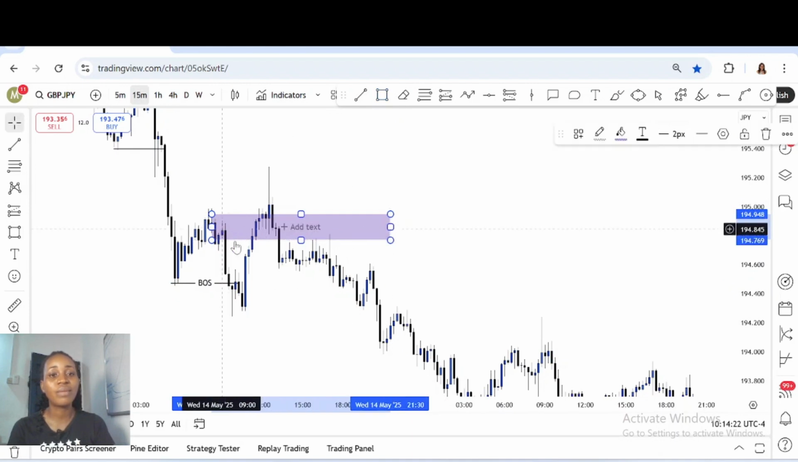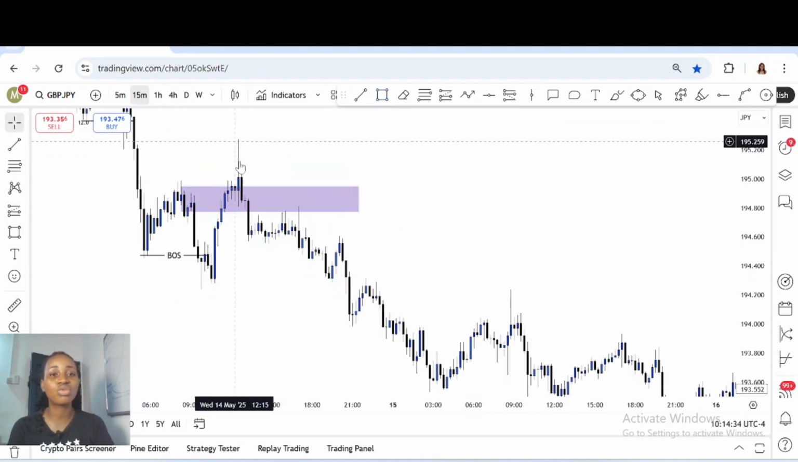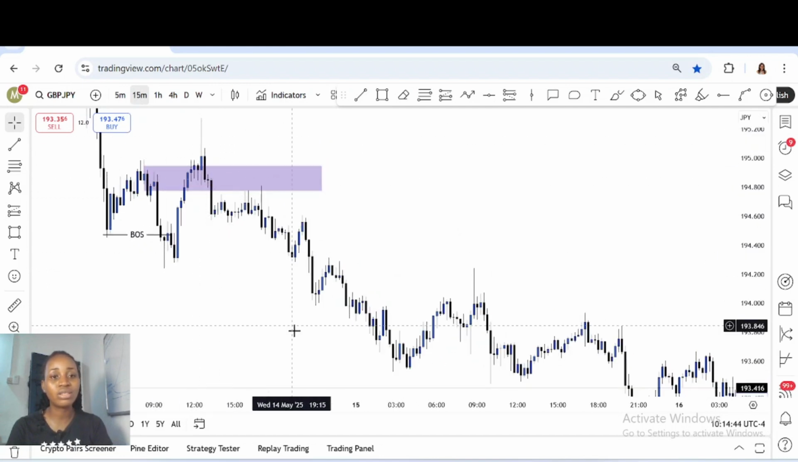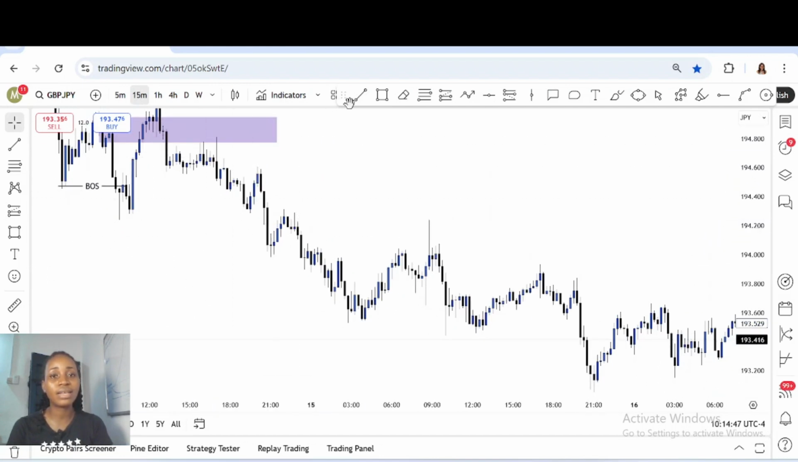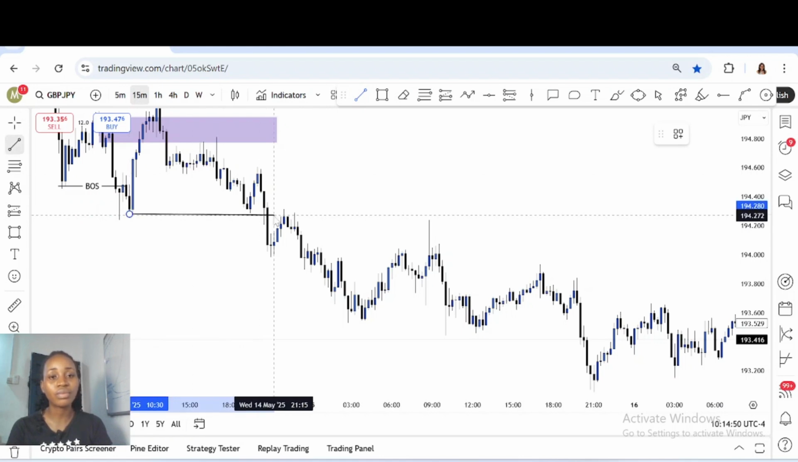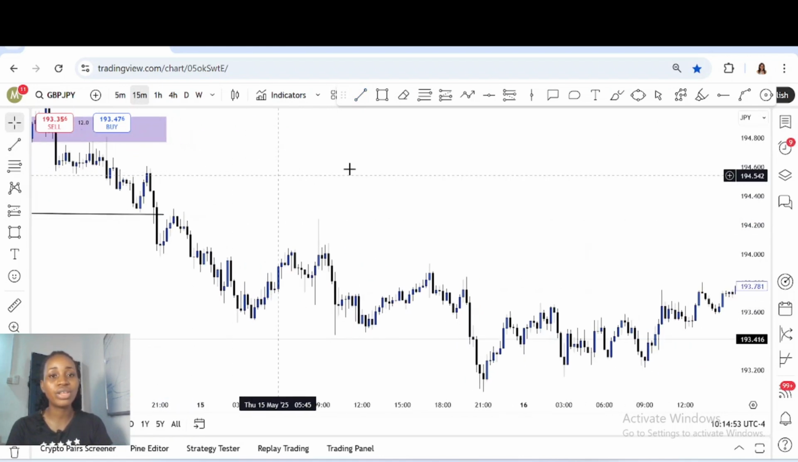This is the origin. Price traded out of it just to sweep liquidity, because if we look at the next candle that printed, it was a bearish engulfing candle, trading back inward, right? So from here, price started making its way back down. The next thing we want to see is what? A break of structure.